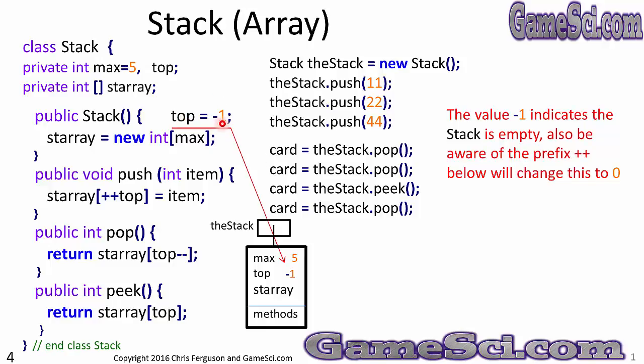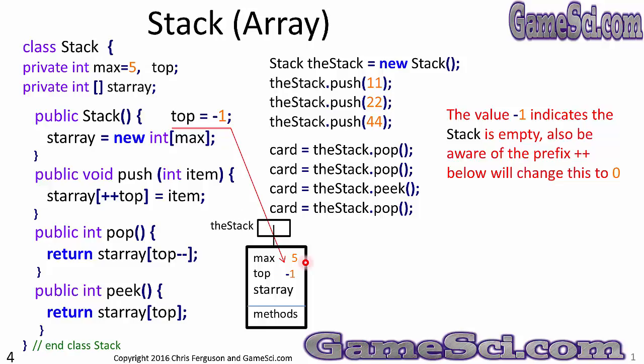We'll set top equal to -1. -1 indicates the stack is empty. Also be aware of the prefix ++ below that will change this to 0. This -1 is a special value for two reasons. Number one, it tells us whether the stack is empty or not. Number two, the prefix notation will make sure the first item goes into position 0.